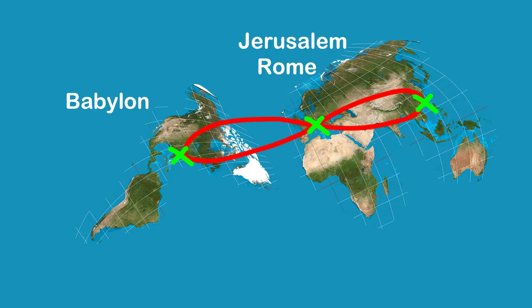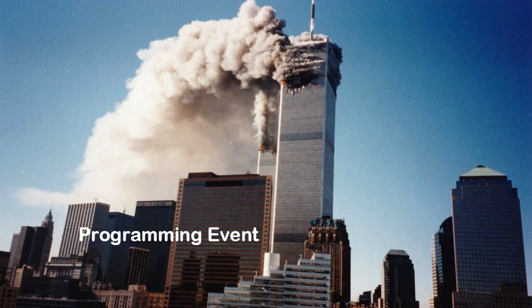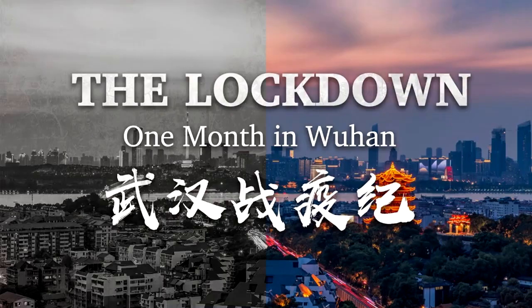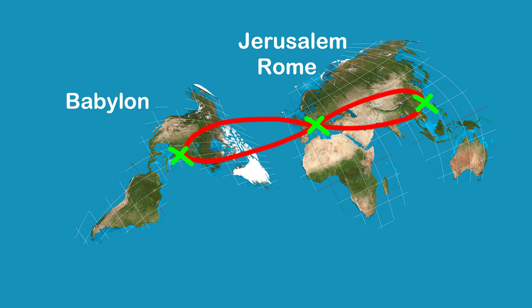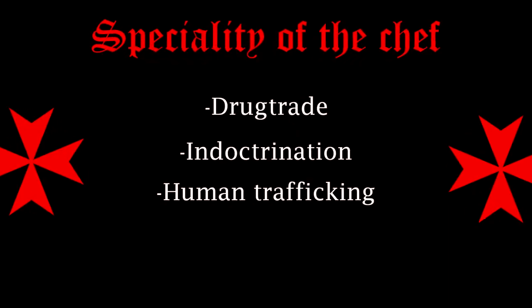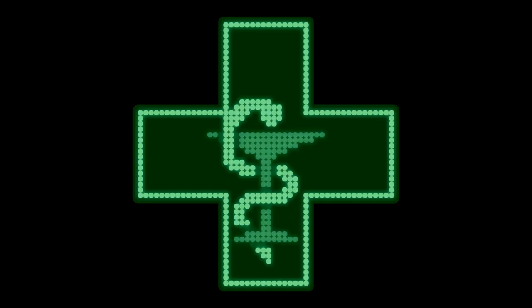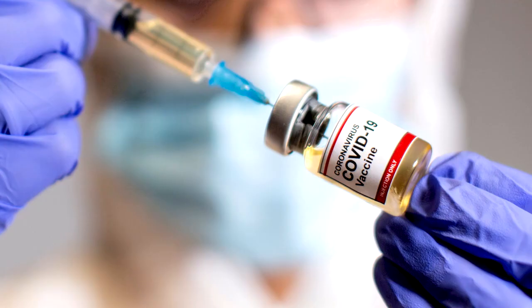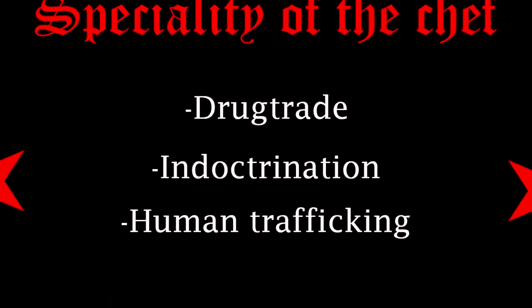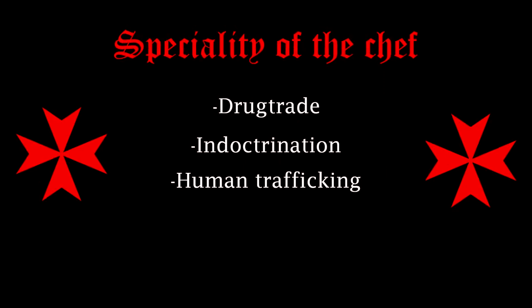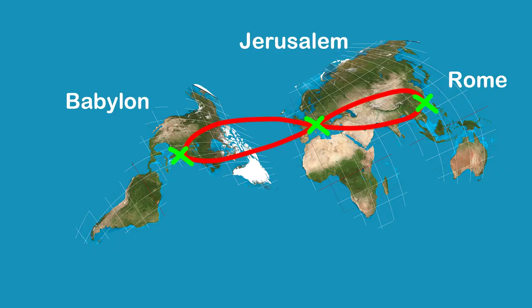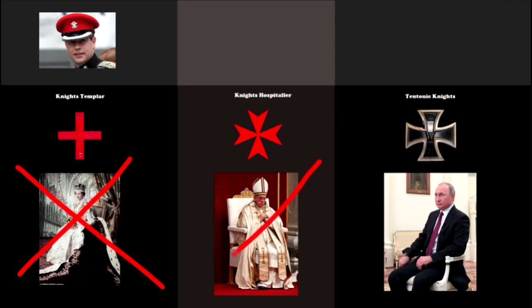But we need three cities. We already have one programming event, but we need another one. This all started in Wuhan. But what city would move to Wuhan? The speciality of the Knights Hospitaller is drug trade. So this looks like an event that is related to the Knights Hospitaller. So my guess is that Rome is moving to Wuhan. This is the end of the papacy.